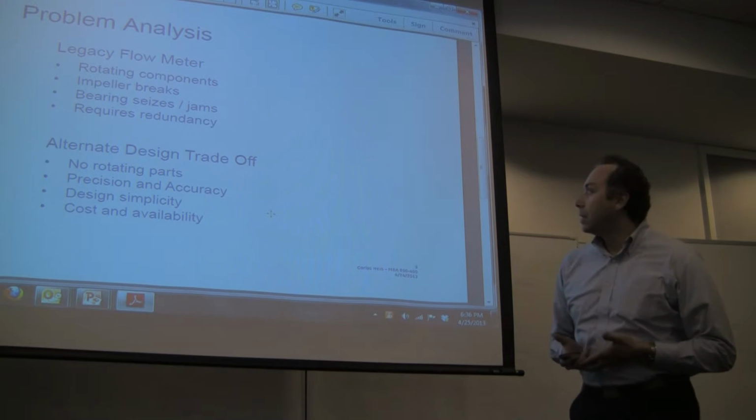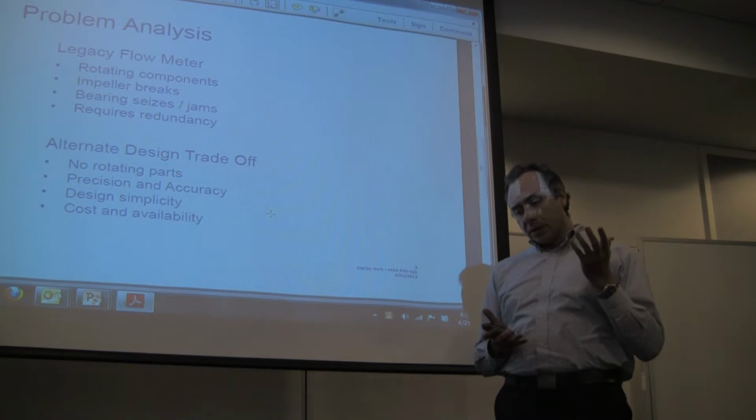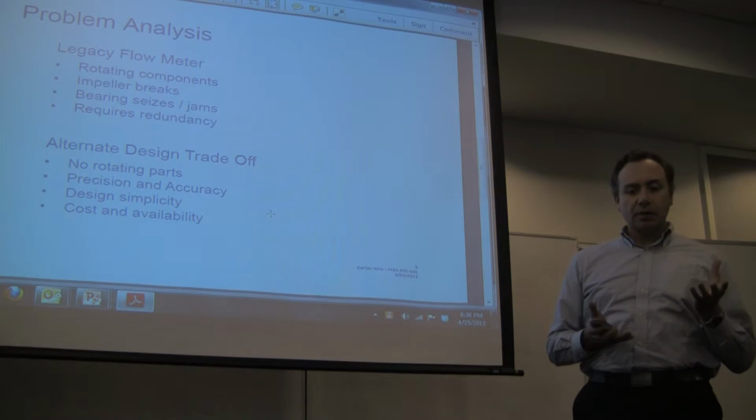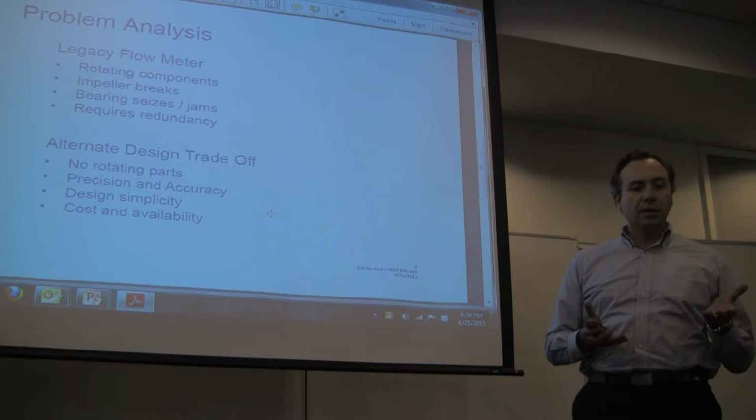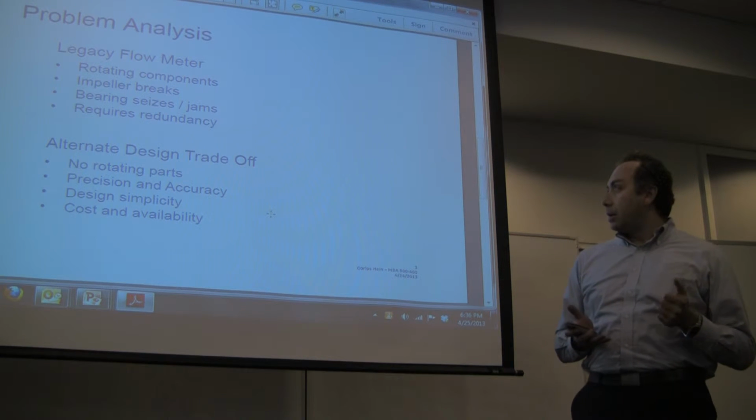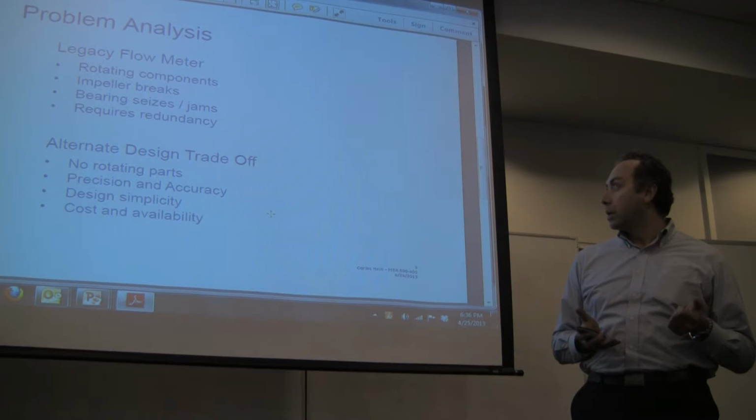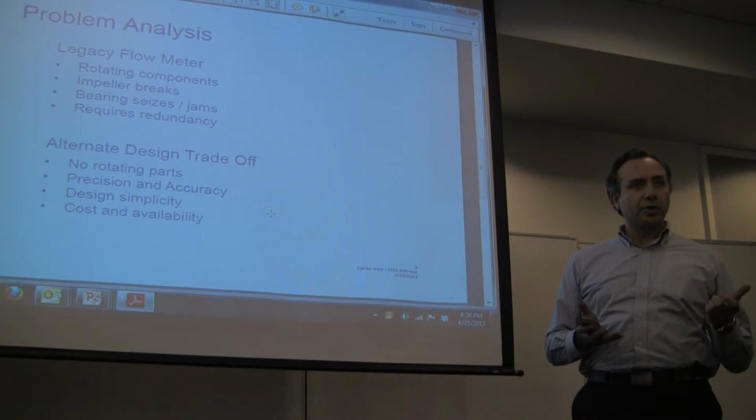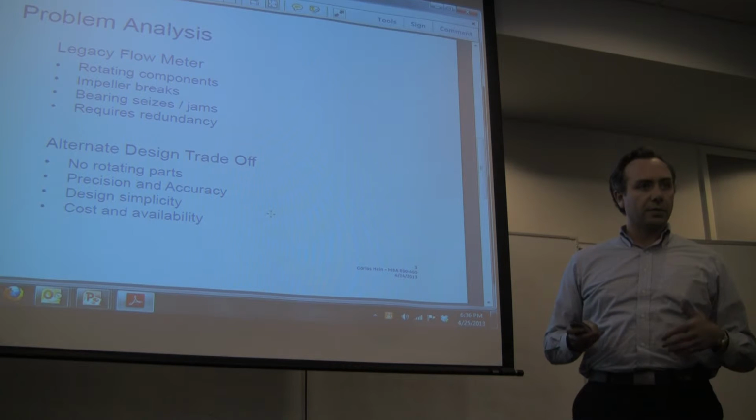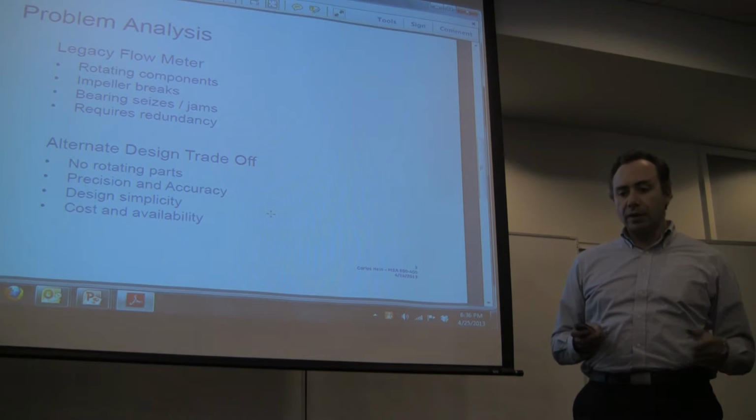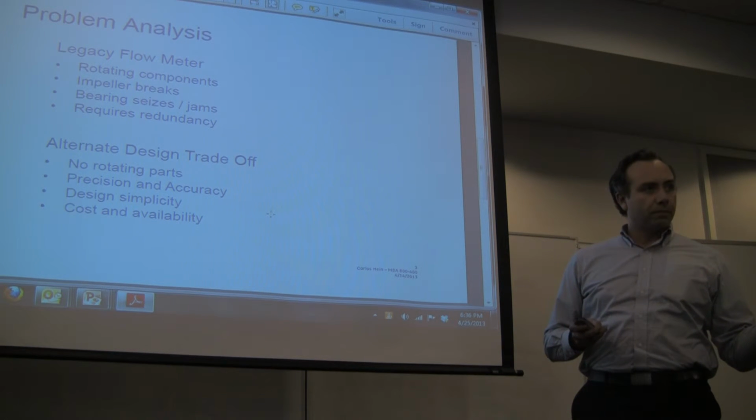So looking at the problem, we found that the legacy meter had rotating components, impellers and bearings, a very delicate piece of equipment in a rugged environment such as a power plant. So that was the main cause of the problem. And by the nature of the design of this component, we had to design redundancy around it to increase the availability of the system. So that calls for extra hardware, if you will, in the system.